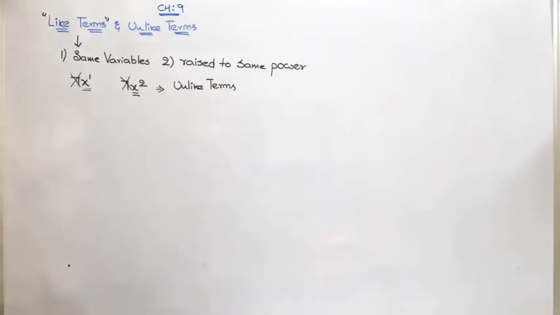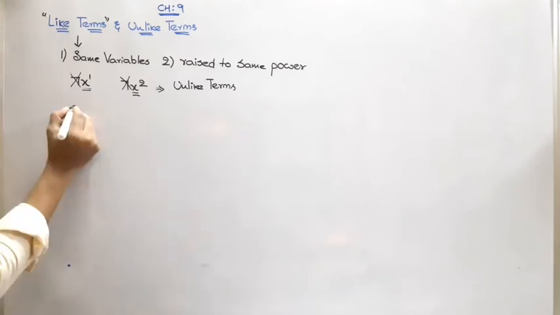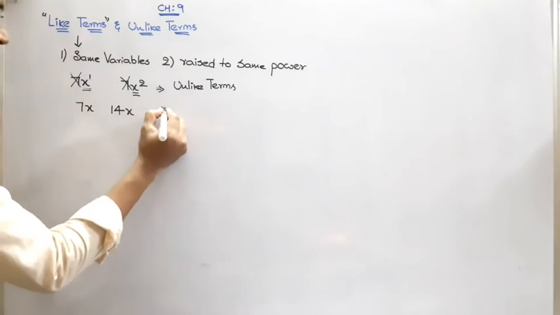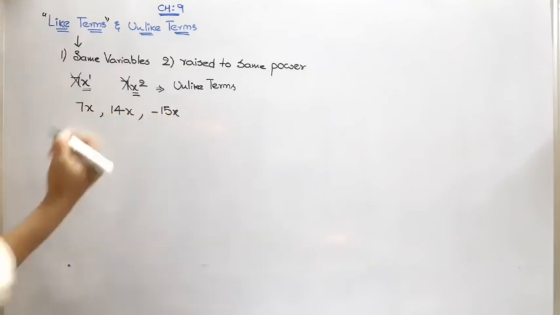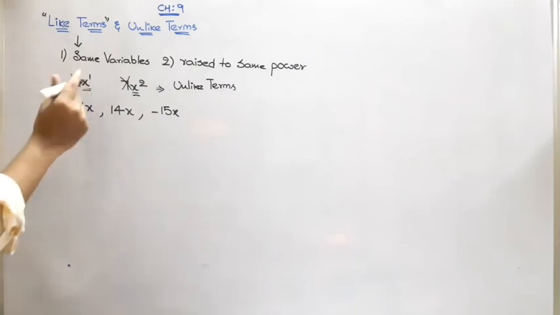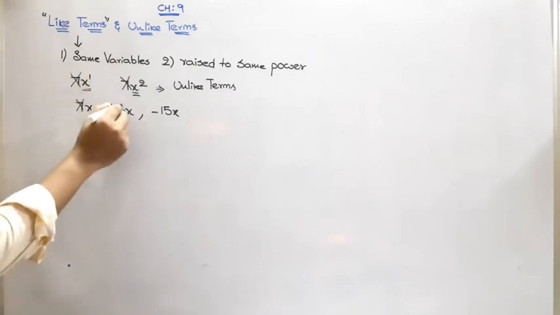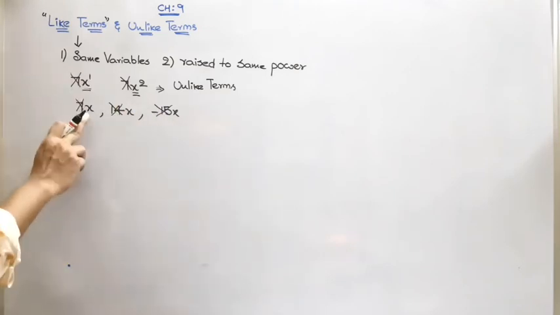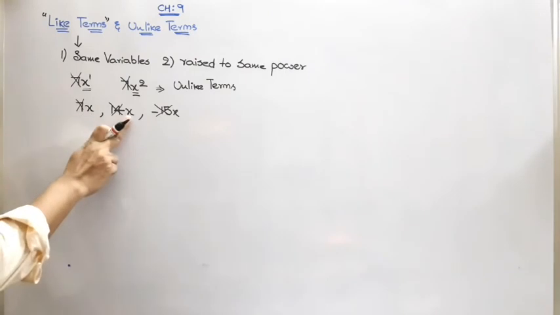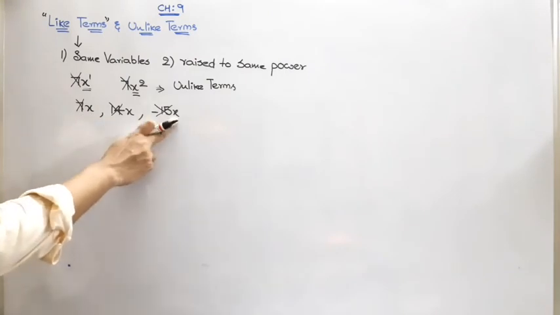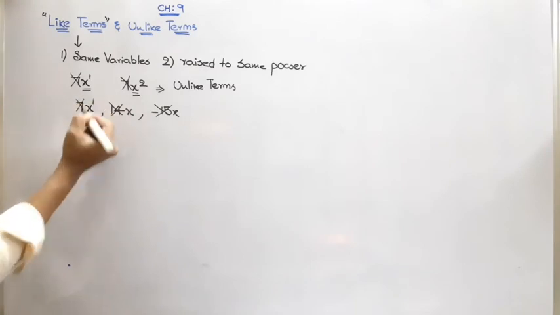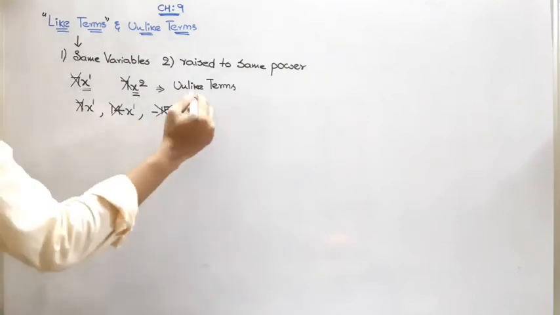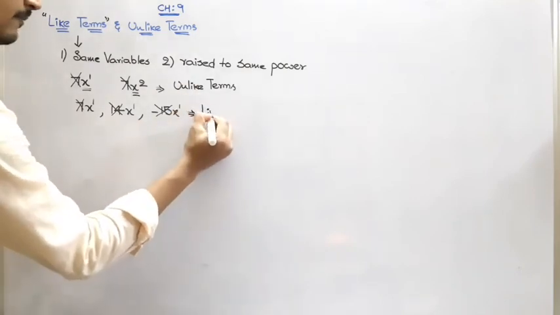Let me give you one more example. Let us take 7x, 14x, minus 15x. I am giving you three terms. As we have been discussing, we don't worry about what the numerical coefficients are, whether they are plus or minus also. What is the variable here? x. Here? x. Here? x. Now what is the power of x? 1. Here also 1. Here also 1. Hence, we can say that these terms are like terms.